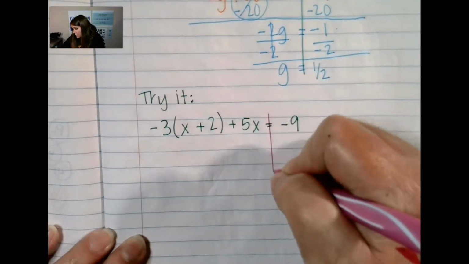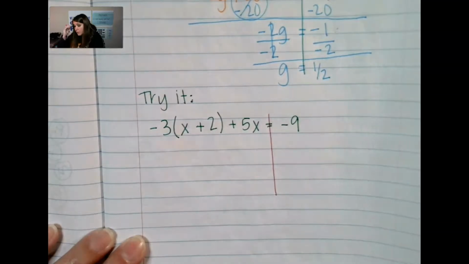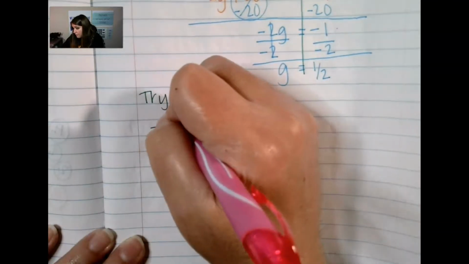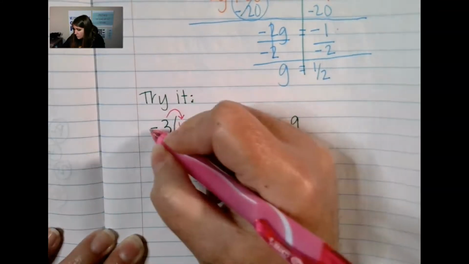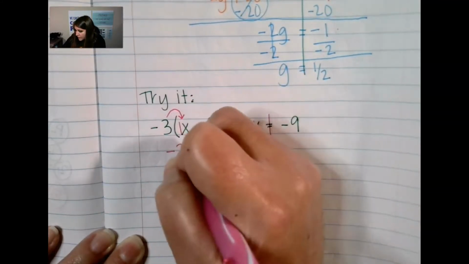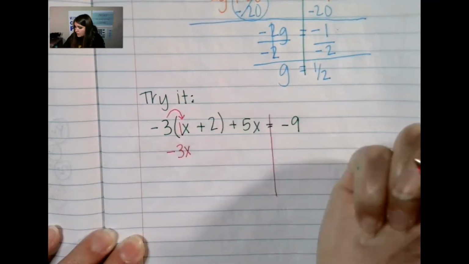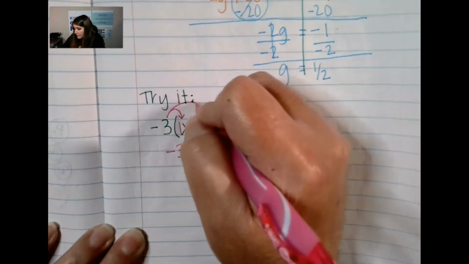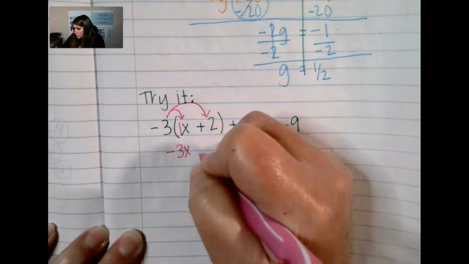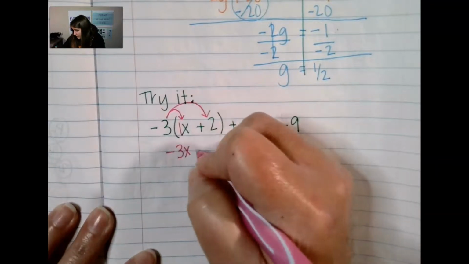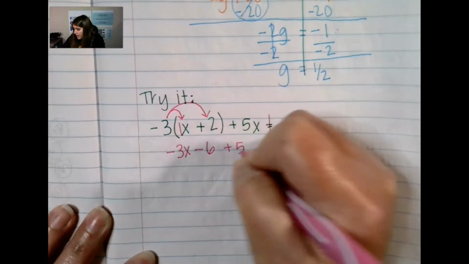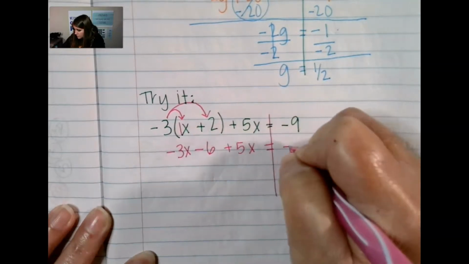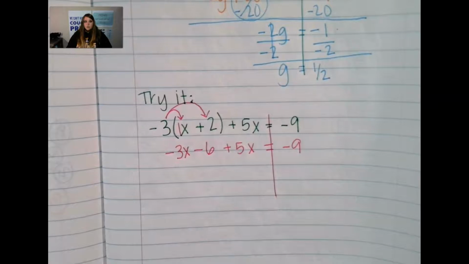So ignoring the -9, my first step is distributive property. So I have -3 groups of x, which is like 1x. So -3 times 1 is -3x. And then here I have -3 times a +2, which gives me -6. And then I have plus 5x. Slow and steady wins the race.